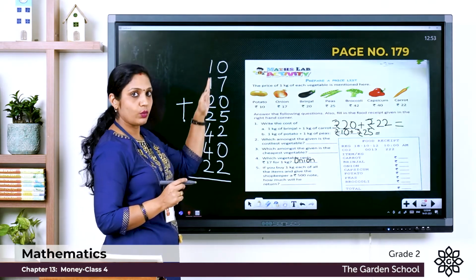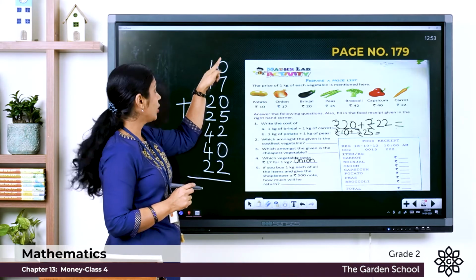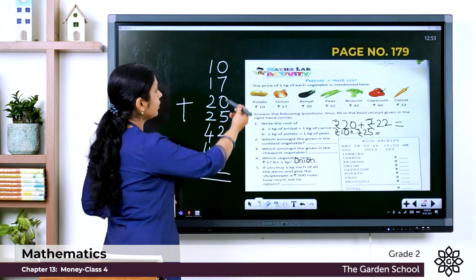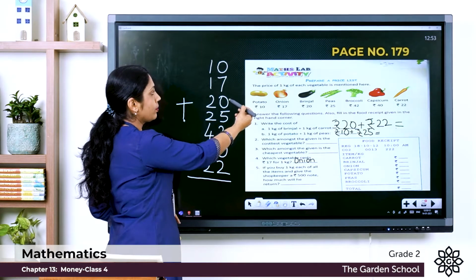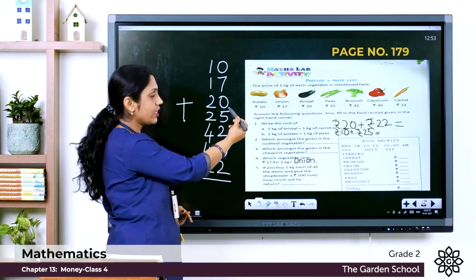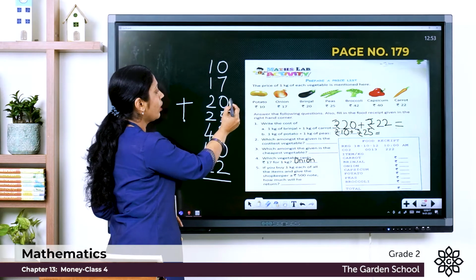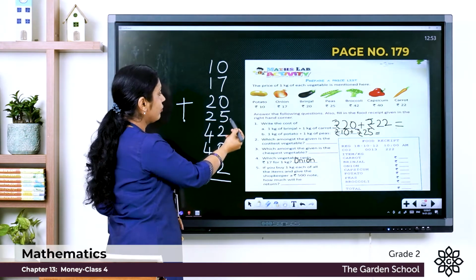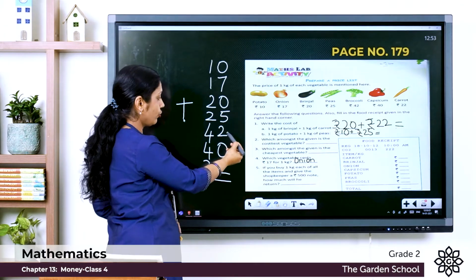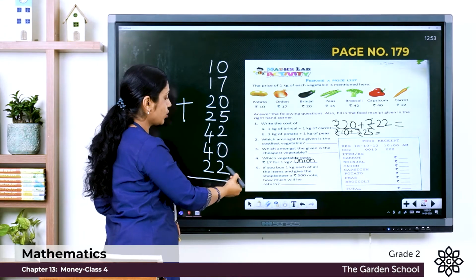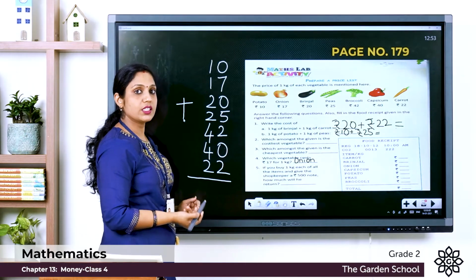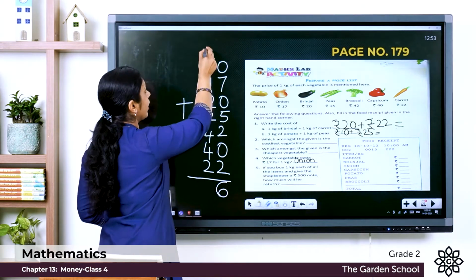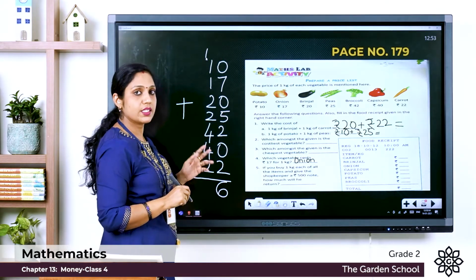So let's start from the ones place. Here first we have 0 plus 7. So 0 plus 7 is 7. With that 7 we have to add the next number, 7 plus 0, 7 itself. Then the next number, here we got 7, 7 plus 5, 12, 12 plus 2, 14, 14 plus 2, 16. So we got 16. So what we have to do? Write 6 here and carry over the 1 to the next place, that is the tens place.